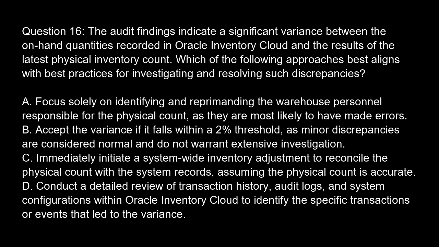Option B. Accept the variance if it falls within a 2% threshold, as minor discrepancies are considered normal and do not warrant extensive investigation. Option C. Immediately initiate a system-wide inventory adjustment to reconcile the physical count with the system records, assuming the physical count is accurate. Option D. Conduct a detailed review of transaction history, audit logs, and system configurations within Oracle Inventory Cloud to identify the specific transactions or events that led to the variance.